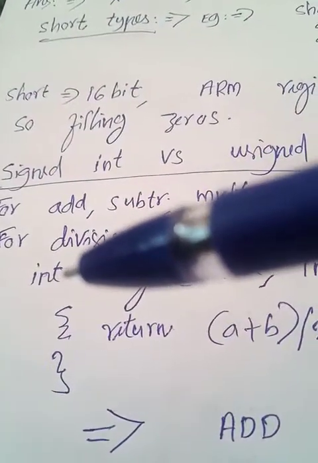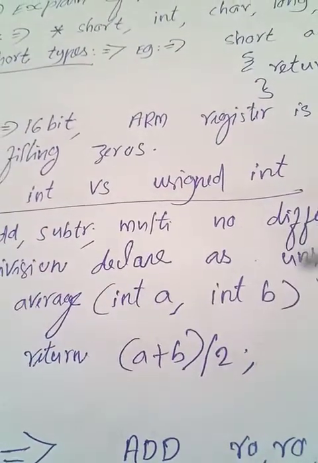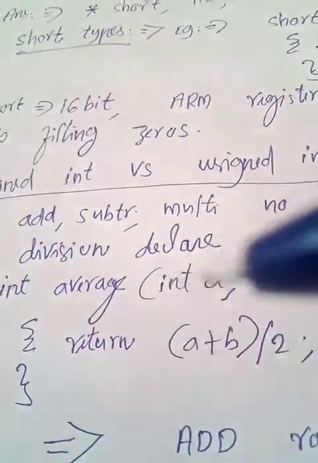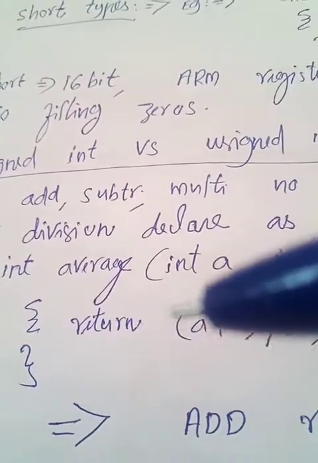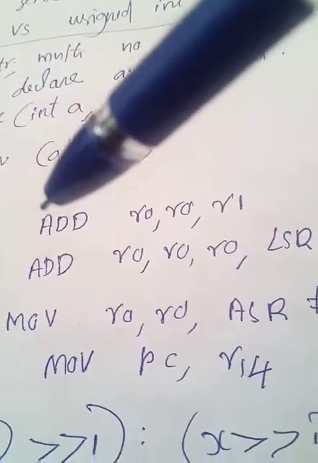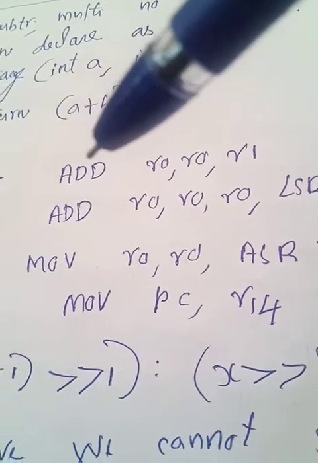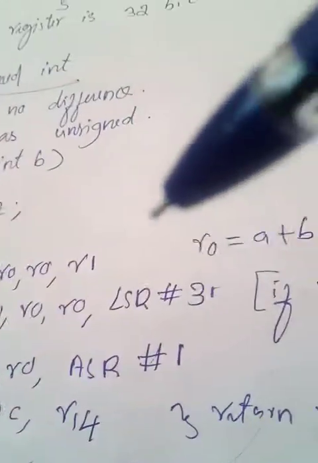So for an example, to find an average, int average(int a, int b). We are finding the average of a and b, which are integer type, and we are returning the result as integer. Return (a plus b) by 2. Corresponding assembly language program, you can see the corresponding assembly language. ADD r0, r0, r1. That means r0 equals a plus b.